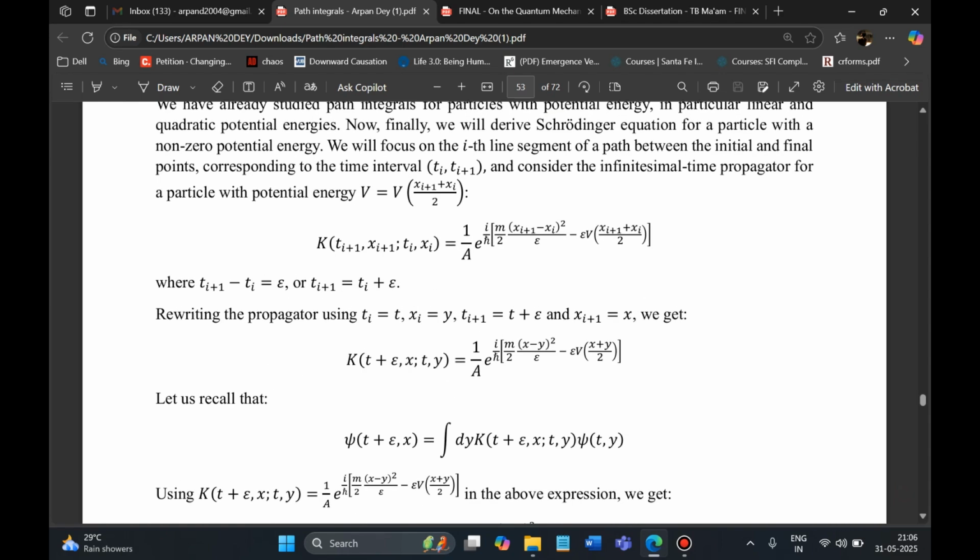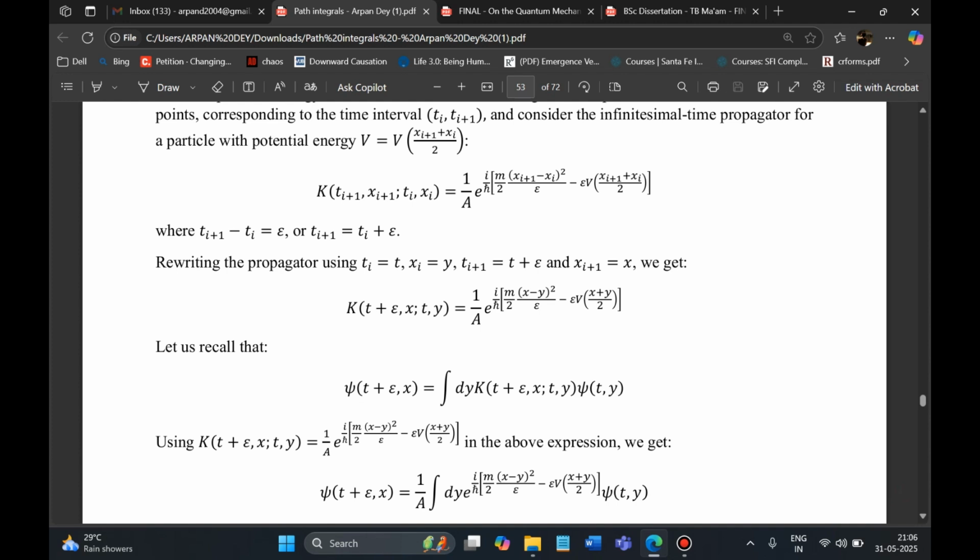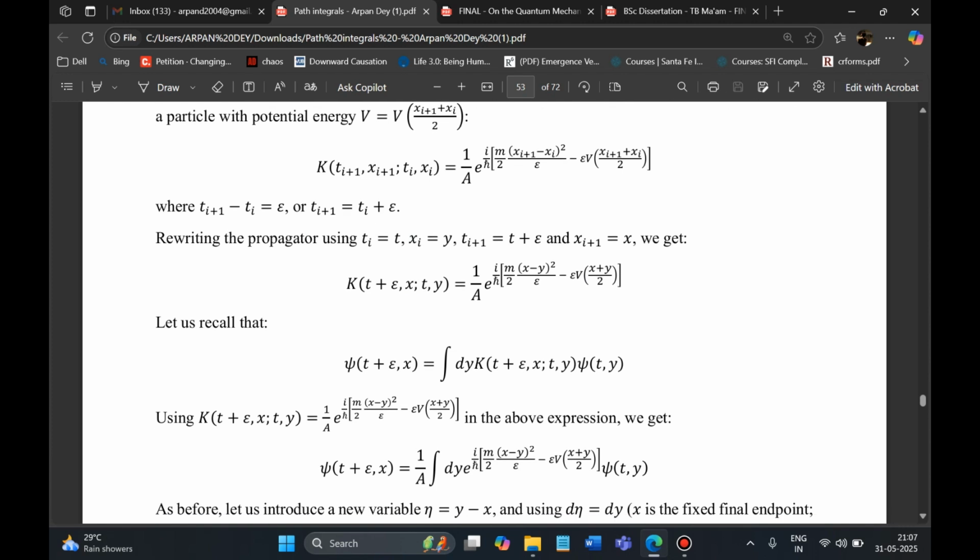So this is what I've written here. You see, this is the action, the kernel for that line segment i to i+1. And now we can rewrite the propagator using t_i equals t and x_i equals y. This is just some notation. Again, I'll not be going into the details, but I'm using this notation because we used the same notation when we were discussing the Schrodinger equation for a free particle in the previous video. Using some change in variables, we can rewrite this equation in this form.